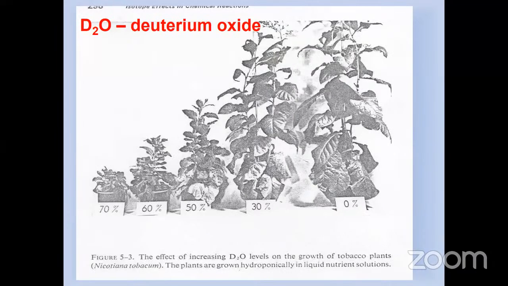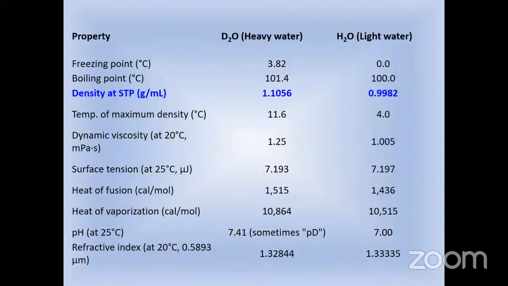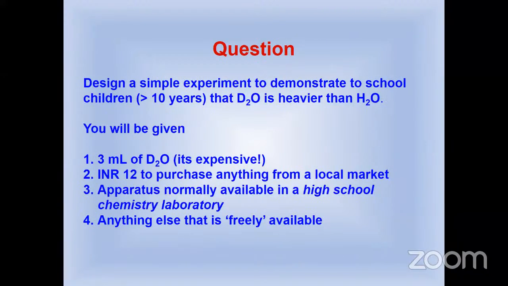But the question that I have from this is, this is the reason why D2O is called heavy water. It has a density of 1.1. Water, of course, is close to 1. So the question I frequently ask is, can you devise an experiment to distinguish H2O versus D2O, given the constraints that I will give you: you will have only a small amount of D2O, just about 3 milliliters, and 10 to 15 rupees for buying anything that you need, and simple apparatus that you can find in a high school laboratory or even in a kitchen.